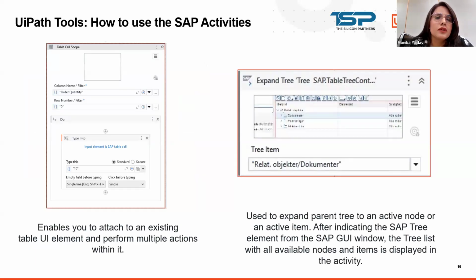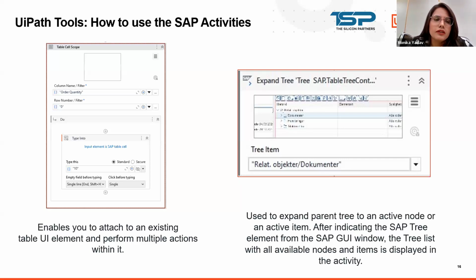Now the other activity, which is very helpful and interesting, is the table cell scope activity. In SAP, most of the work is done in table format. We often have to get values from a certain cell, or input values in a certain cell. For that purpose, if we use our normal click or type into activity and give the selector, it might fail sometimes, or it is not that dynamic. So we can use this table cell scope activity.